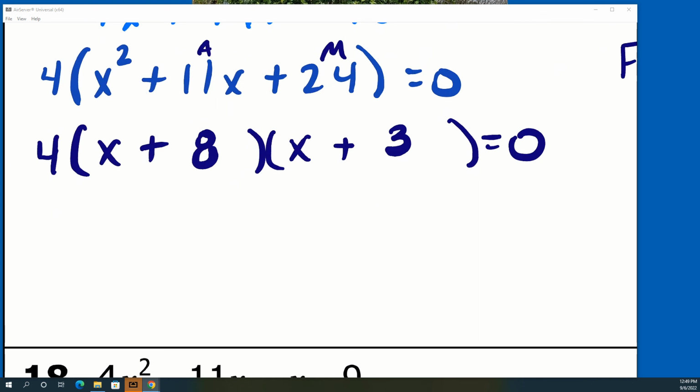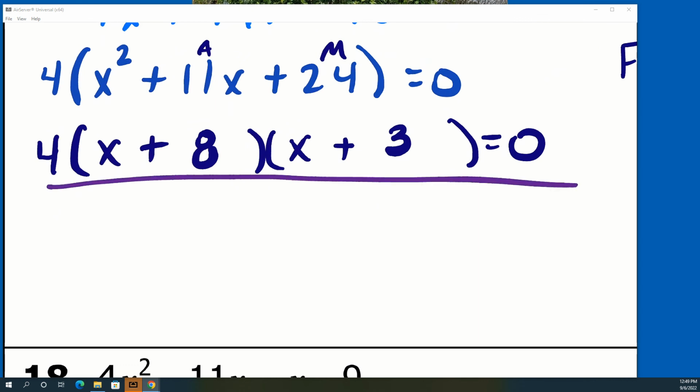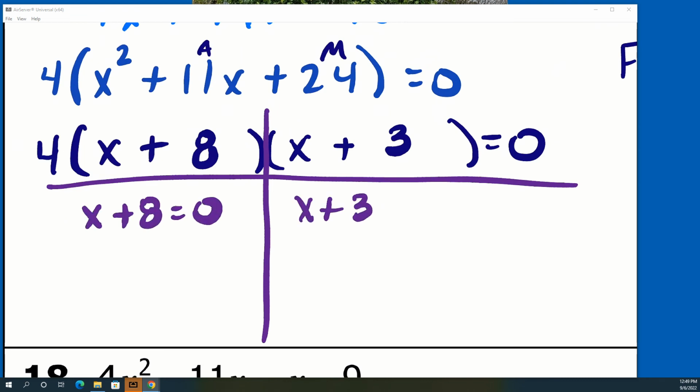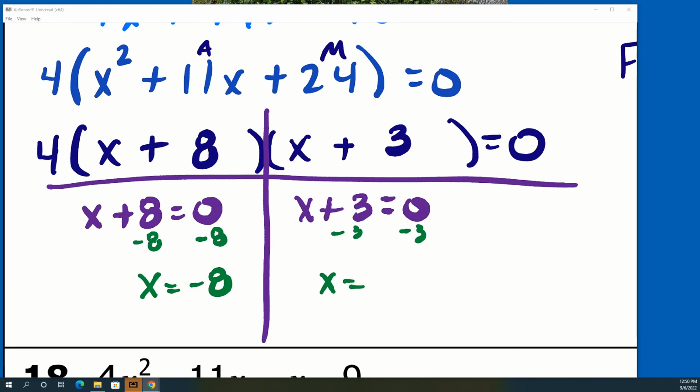Right. And then when I'm setting each factor equal to 0, if your factor doesn't have an x, it cannot equal 0. So we don't use the 4. We're just going to use x plus 8 equals 0 and x plus 3 equals 0. And to solve each of those, you're just going to subtract. So we're going to get negative 8. And we're going to get negative 3.